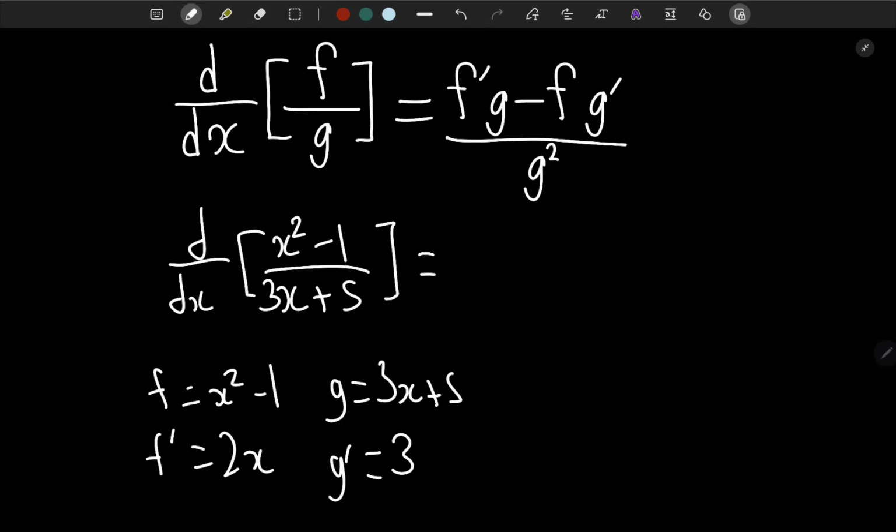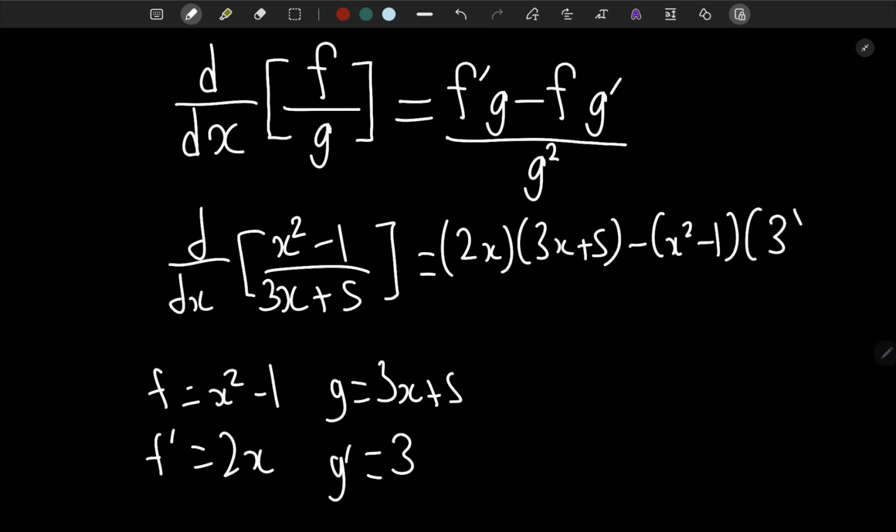So it's going to be f prime g. F prime is 2x and g is going to be 3x plus 5 minus. This minus sign is very important because in the product rule it is plus, so in the quotient rule it's minus. And f is x squared minus 1 and g prime is 3, over g squared, which is going to be 3x plus 5 squared.